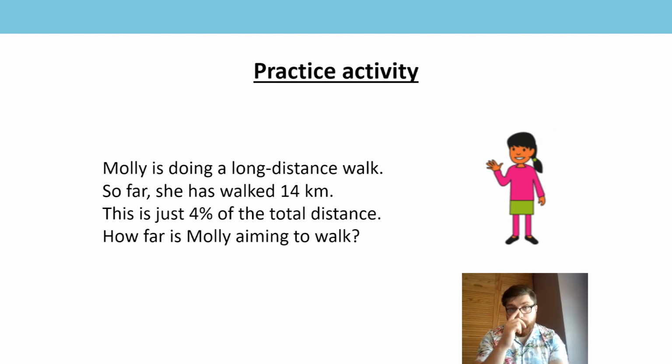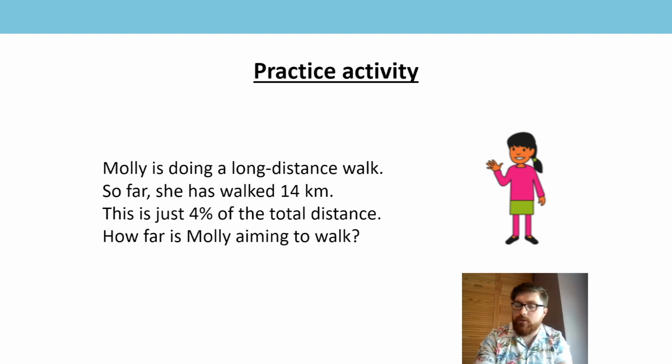Now your practice activity today is to have a look at this problem and using a bar model, work out the answer. So the problem says Molly is doing a long distance walk. So far, she has walked 14 kilometers. This is just 4% of the total distance. How far is Molly aiming to walk? So I wonder what you would do to solve this problem. Would you choose to multiply the 4% by something to get to 100%? Or will you break that 4% down first before we move on to 100%?